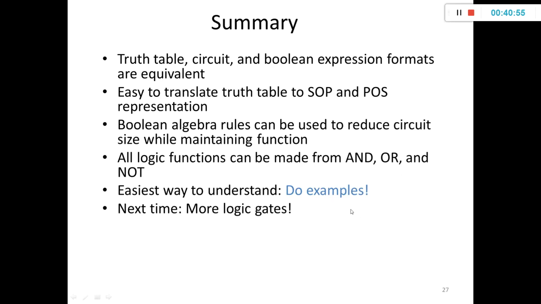Lastly, the summary: truth table, circuit and boolean expression formats are equivalent. They are easy to translate between the truth table, boolean expression and logic network, and it is easy to convert SOP to POS and POS to SOP. Boolean algebra rules can be used to reduce the circuit while maintaining the function. All logic functions can be made from AND, OR, NOT. The easiest way to understand SOP and POS is by practicing more examples.